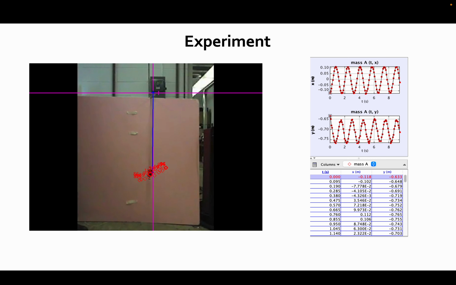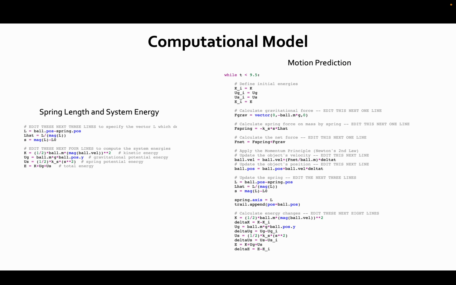In the experiment, I used Tracker to track the movement of the mass oscillating back and forth in the video. I tracked the position of the object in each frame. This allowed me to identify the movement along the x and y axes and plot each point. I then placed this data into an Excel spreadsheet so it could be used later in the computational model.